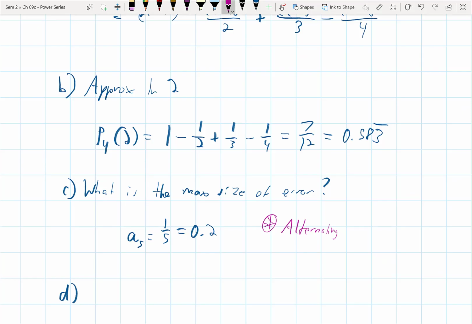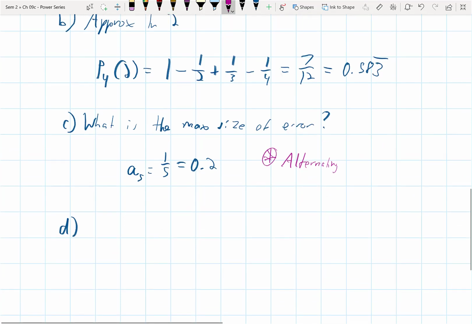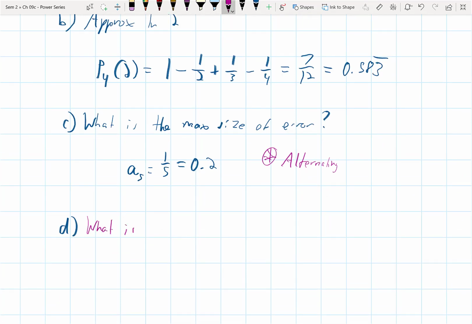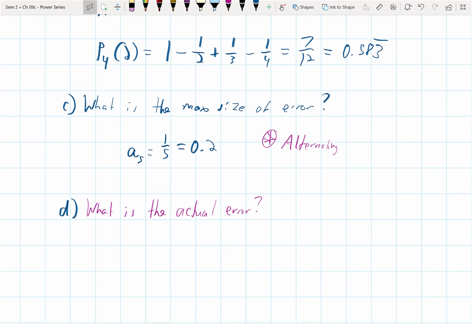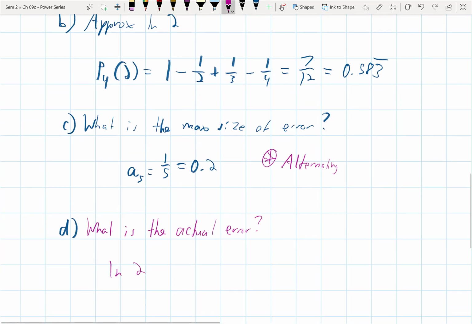Okay, part D is asking now, what is the actual error? To get the actual error, we would need a calculator to give us the actual decimal value of the natural log of 2. So in a calculator, we would type in the natural log of 2. Then I'm going to subtract the approximation that we have from up above, because we are approximating it to be about 7/12. And when I punch that in, I get about 0.11. So that is my error.